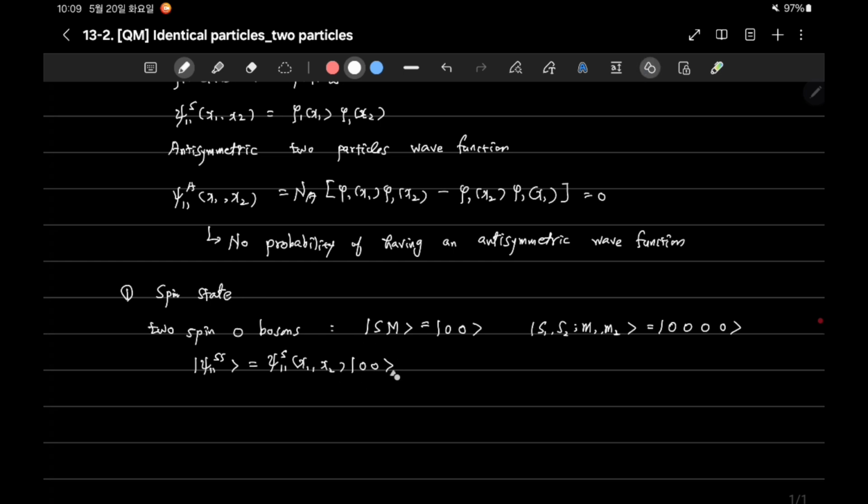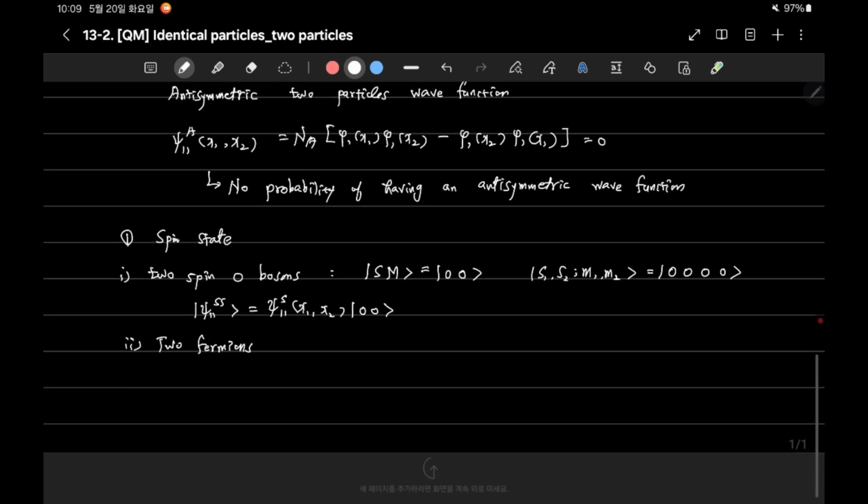So the spatial part of the wave function should be symmetric. Here the bosonic case has a spin quantum state that is symmetric because it is 0 0. It is a symmetric wave function and a symmetric spin function, symmetric spin vector. It means that the total wave function in the bosonic case is symmetric. How about two fermions? The two fermion case.